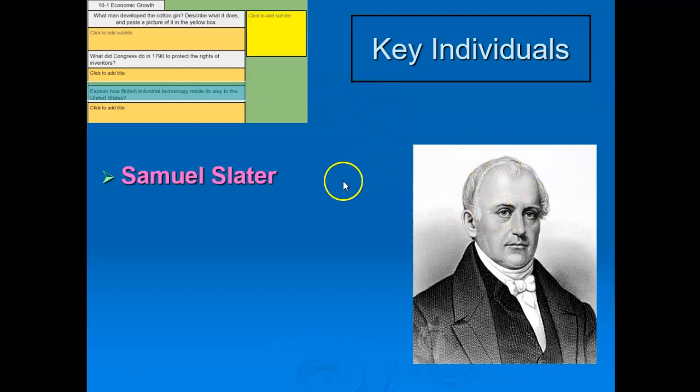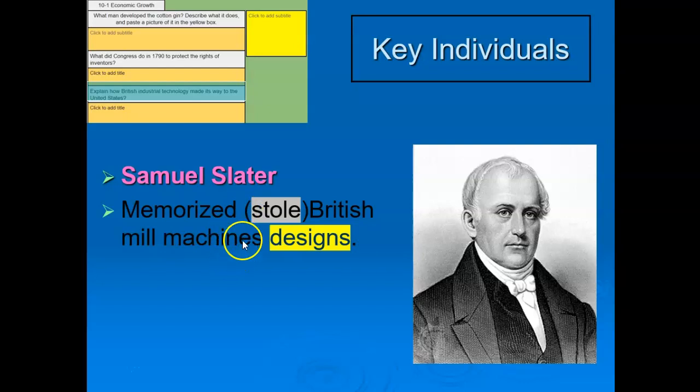So this man right here is Samuel Slater. Samuel Slater is sometimes known as the father of American manufacturing. It's funny that he's the father of it, even though he's not born in the United States. He's actually a British citizen. He was born in Great Britain. But the reason why he gets the title is because he is the person who basically memorized, or kind of stole, the British mill machines' designs.